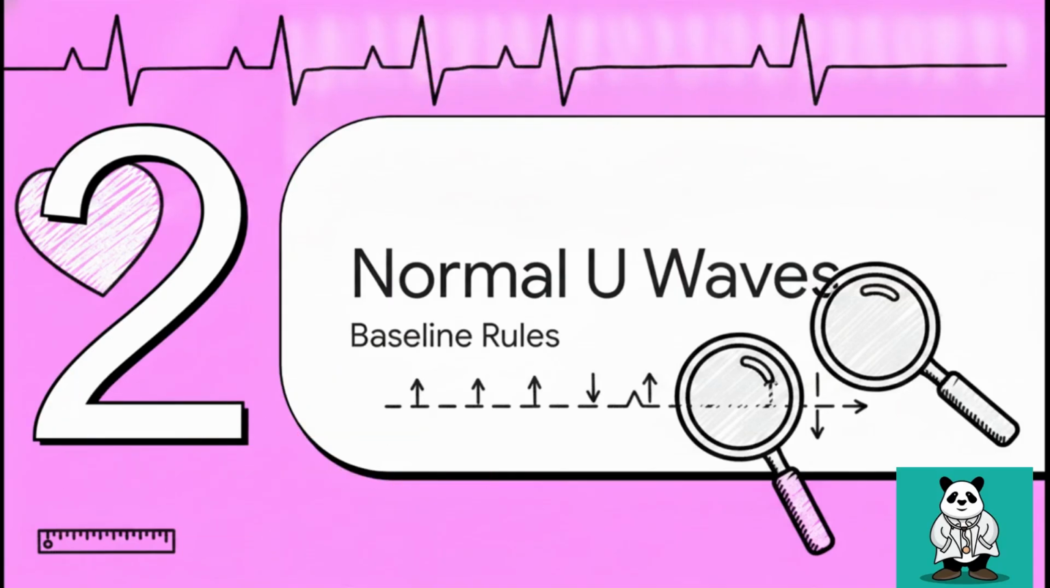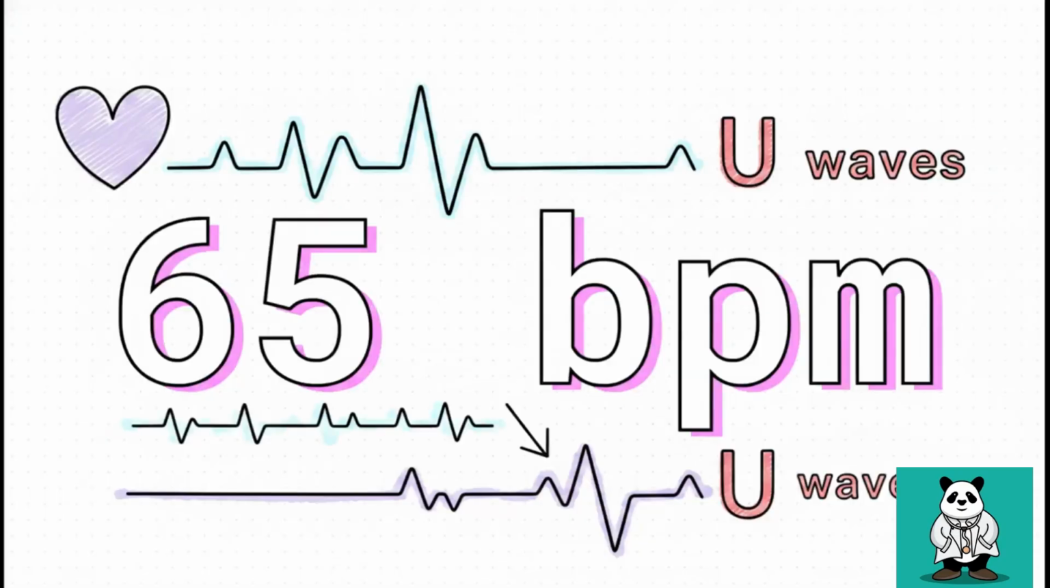Section 2. Recognizing normal U waves. We really need to establish a baseline here, because you literally can't identify a giant or inverted wave without knowing what normal looks like first. Let's talk heart rate. U waves usually only become visible when a patient's heart rate drops below 65 beats per minute. Their size is actually inversely proportional to the heart rate, so as that heart slows down, the U wave stretches out and finally reveals itself.